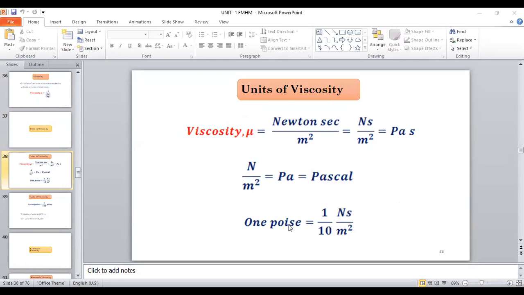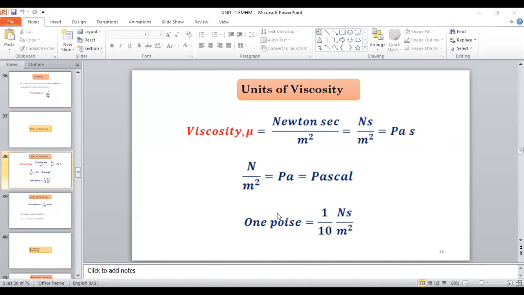The other unit for Newton second per meter square, in the CGS system, is poise. So 1 poise equal to 1 by 10th of Newton second per meter square. We need to remember these two. The unit of viscosity is Newton second per meter square, and in problems it will be given in terms of poise. Suppose it is asking to find in poise, what will you get? 1 Newton second per meter square equal to 10 times poise, since this 10 goes to the other side. So 1 Newton second per meter square equal to 10 poise. Remember any one relation: 1 poise equal to 1 by 10th of Newton second per meter square.